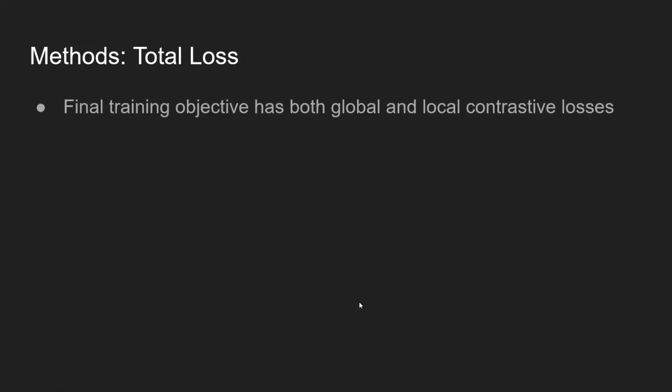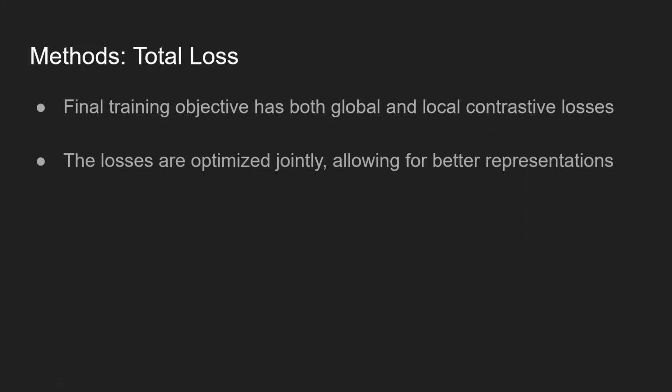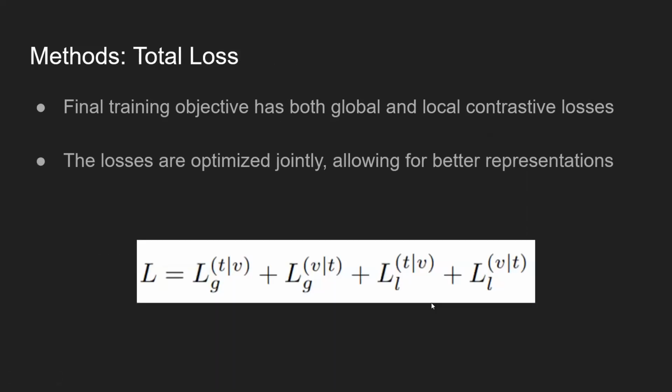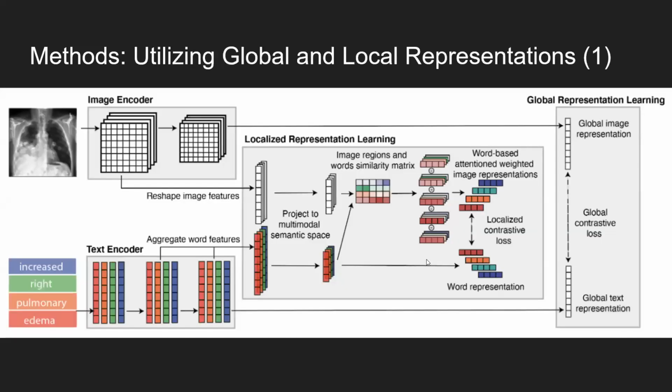For the total loss, the final training objective has both global and local contrastive losses. The losses are optimized jointly, which allows for better representations. And this is the formula. We can see the global contrastive losses are here, and the local contrastive losses are here. So it utilizes the global and local representations.